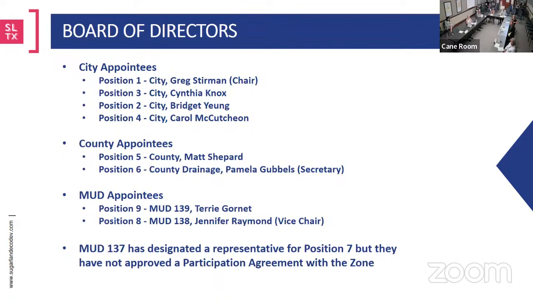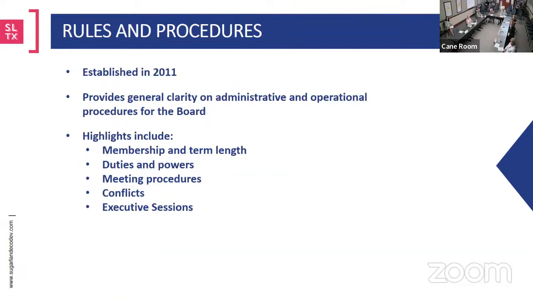So here's an overview of our board. It's a 9-member board: 5 city appointees, 1 appointee each from Fort Bend County and the County Drainage District, and 2 appointees from the MUDs, MUD 137, 138, and 139. As of now, MUD 137 has not agreed to participate in the zone, so they don't have a representative. In 2011, the rules and procedures were established that guide administrative and operational procedures. This includes the membership, duties and powers, meeting procedures, conflicts, and executive sessions.